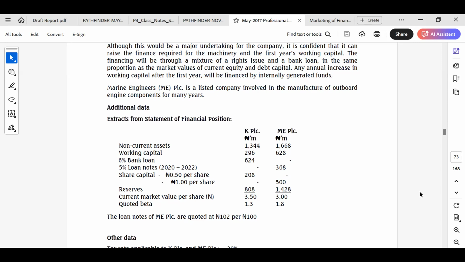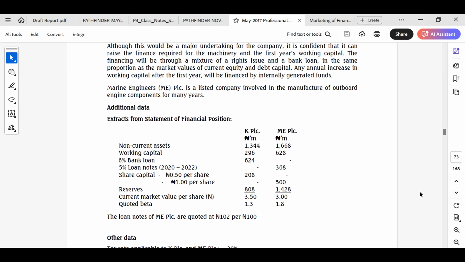Now, the beta that you are seeing, we are going to name it beta equity. The examiner just said beta, they didn't say whether beta asset or beta equity. The reason we are going to assume it is beta equity, when we are stating assumption, we can state it there. That is how you state assumption. You are not saying, oh, it is assumed that quoted beta is beta equity. Since KPLC and MEPLC both have debts in their capital structure, at least KPLC has bank loan, MEPLC has loan notes.